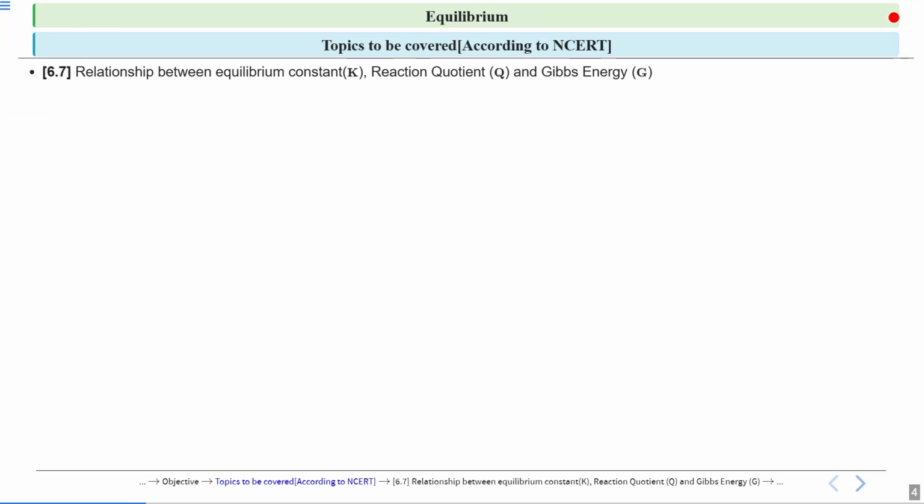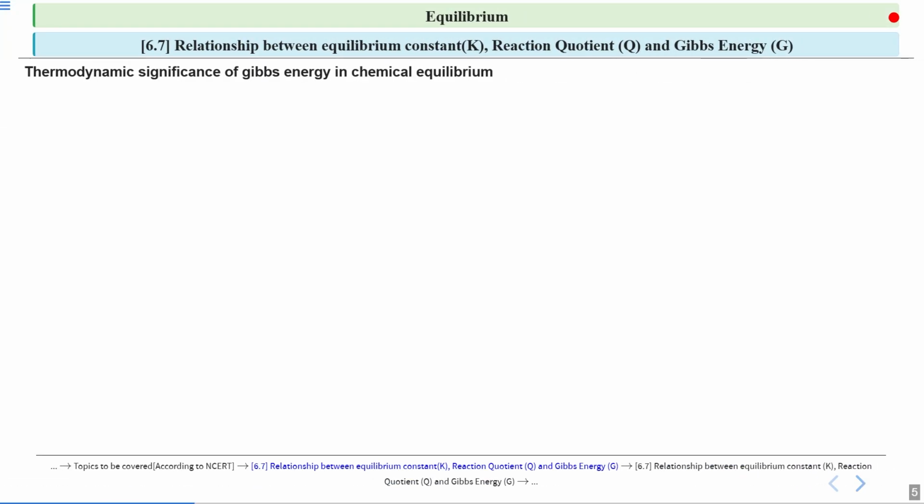As I already mentioned, we are covering section 6.7. Its name is relationship between equilibrium constant K, reaction quotient Q, and Gibbs energy G. After covering this part, we will do some problems: 6.6, 6.10 and 6.11 of NCERT. These three questions are very important because they cover all the key concepts that you are going to see in this lecture. So let's start our discussion.